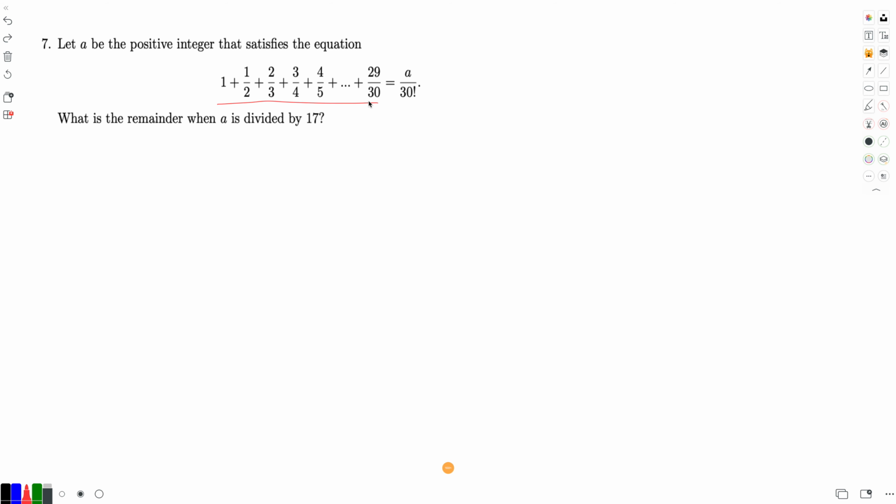Okay, so maybe the first order of business here would be to combine this such that we have only one fraction and the denominator is 30 factorial. And the numerator will be something ugly and we can just try to reduce it mod 17. So let's go ahead and do that.